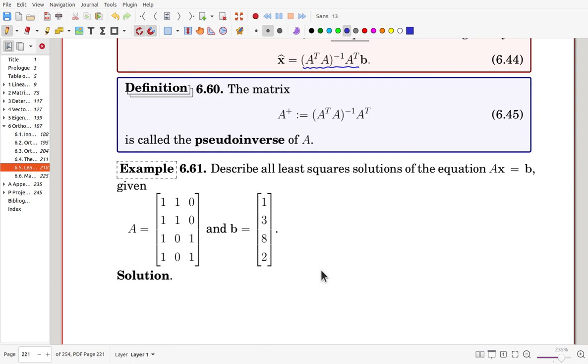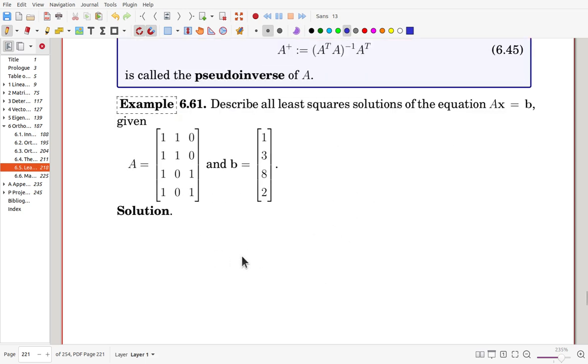Describe all least squares solutions of the equation Ax = b given in this way. Now we'll use again the method of normal equations. First we make A transpose A. The result is always R, n by n. Right now n is 3 and m is 4, so this will be a 3 by 3 matrix.